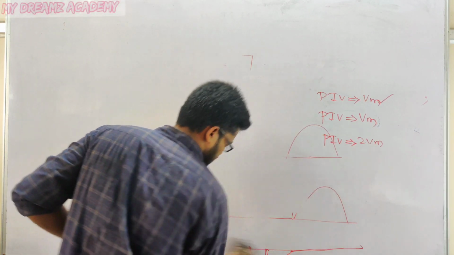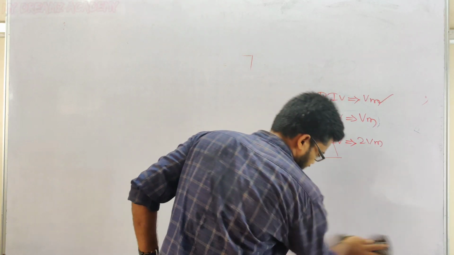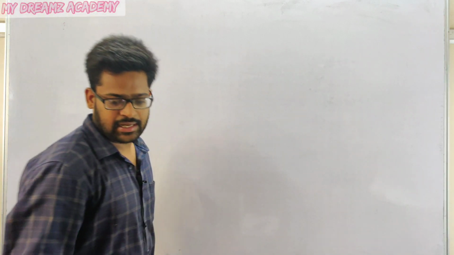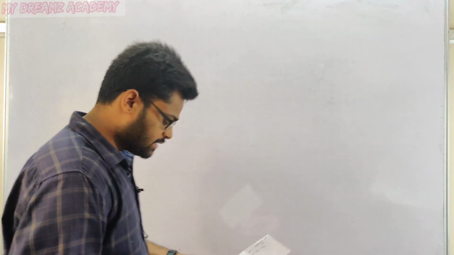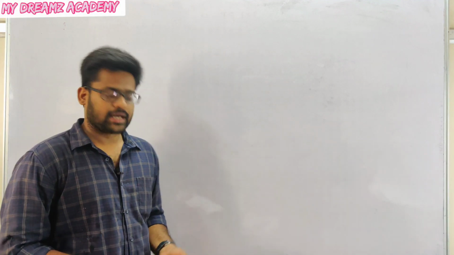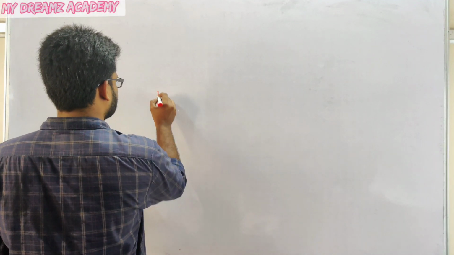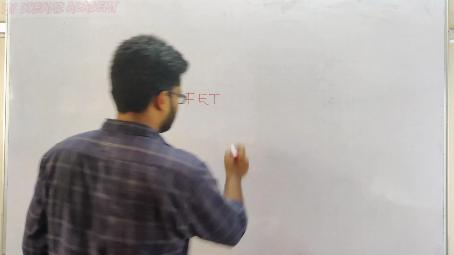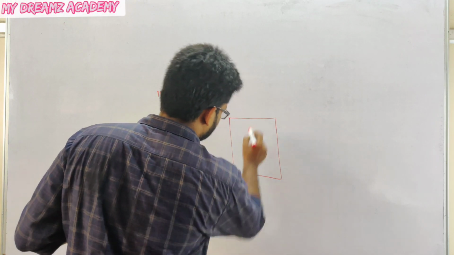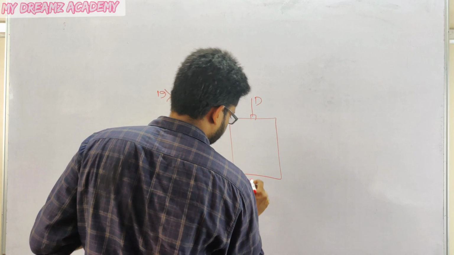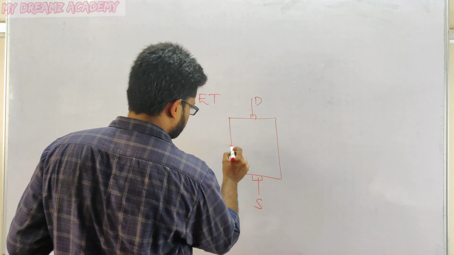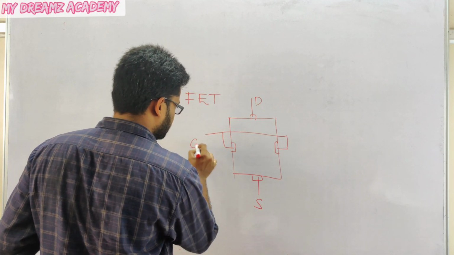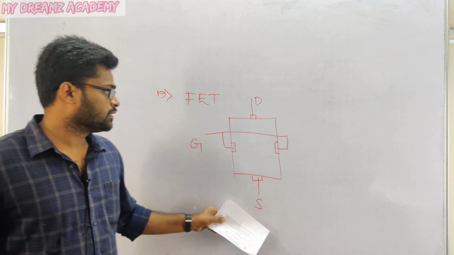19th question is from analog electronics, that is about FET. FET is nothing but field effect transistor. It has high input impedance, and it is a voltage controlled device. BJT is a current controlled device. We know FET is like this: this is drain, this is source, and here we have a gate.